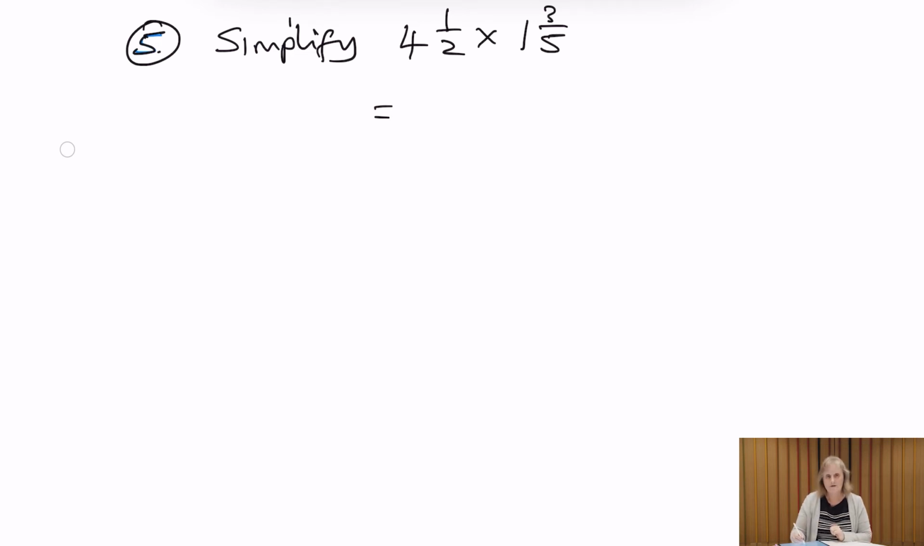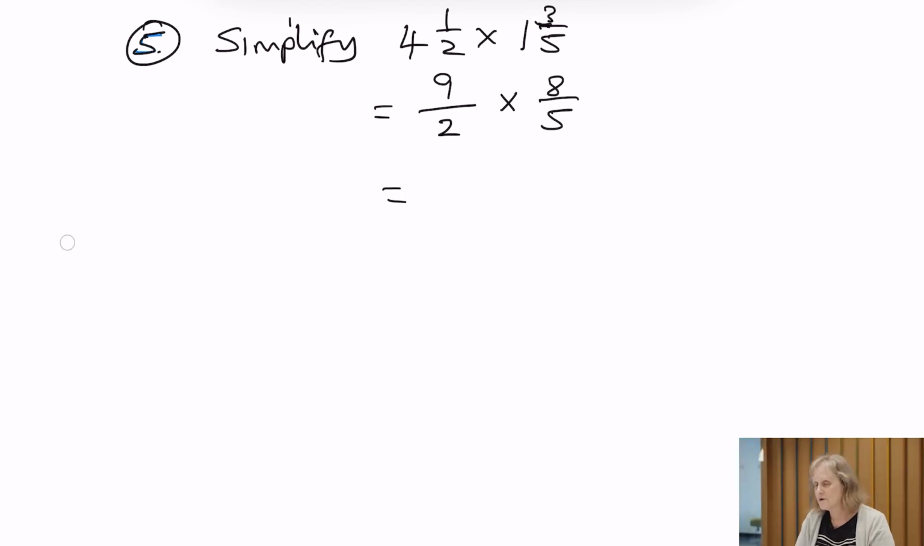So 4.5 is a mixed number. We want to write it as an improper fraction. We know the denominator stays the same, it's 2. 4 times 2 gives us 8 plus 1. So that means that we have 9/2. And then we're multiplying by 1 and 3/5. So 1 times 5 is going to give us 5, plus 3 is going to give us 8/5.